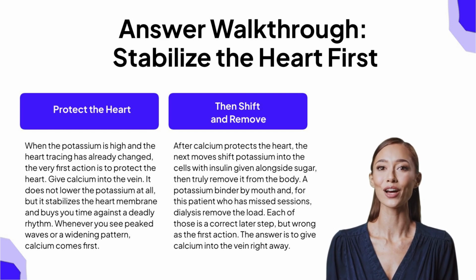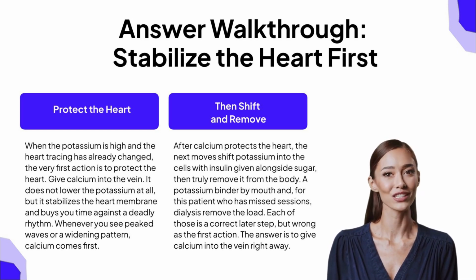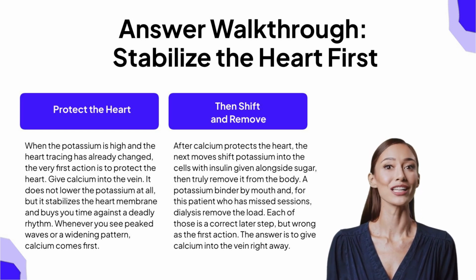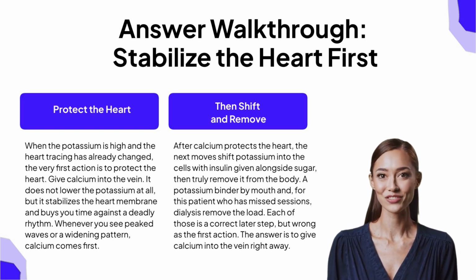First, protect the heart membrane. When the potassium is high and the heart tracing has already changed, with tall peaked waves and a widening pattern, the very first action is to give calcium into the vein. Here is the part people miss. Calcium does not lower the potassium at all. What it does is stabilize the heart, so the high potassium cannot trigger a deadly rhythm while you work on the rest. So whenever you see those tracing changes, calcium comes first.